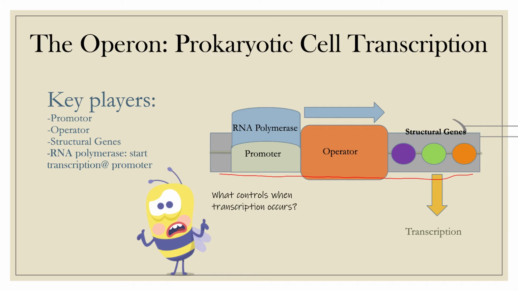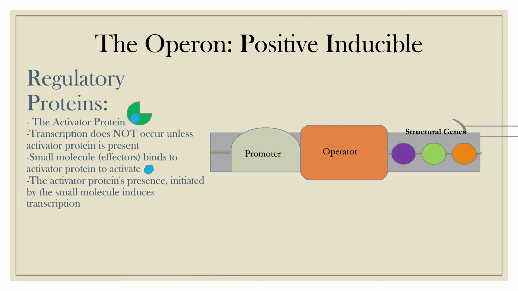Is this just going to happen whenever? What controls this? And so let's look at one such instance when it can be controlled. So we're looking at the positive inducible regulation of the transcription. And so it's positive because it uses an activator protein, and it's inducible because it uses a small molecule or an effector. And those two things are going to bind together, the activator protein and the effector, so to make a positive inducible regulation.